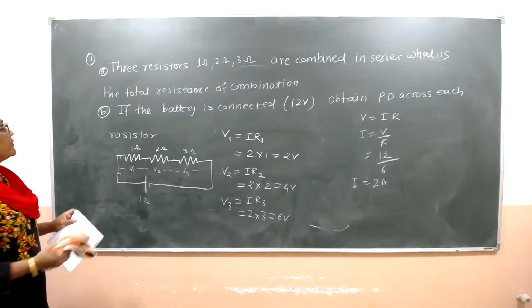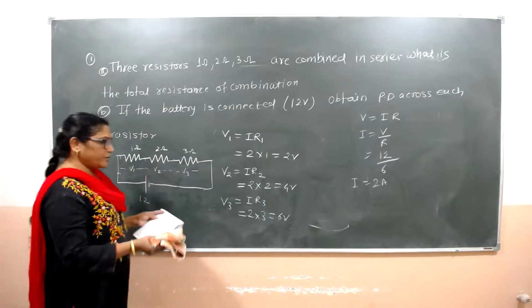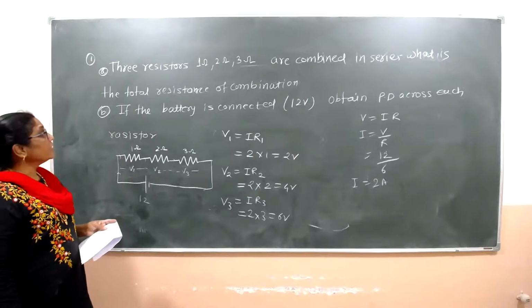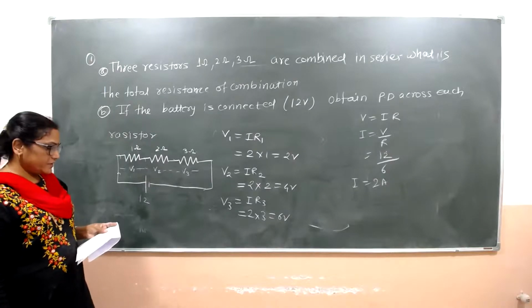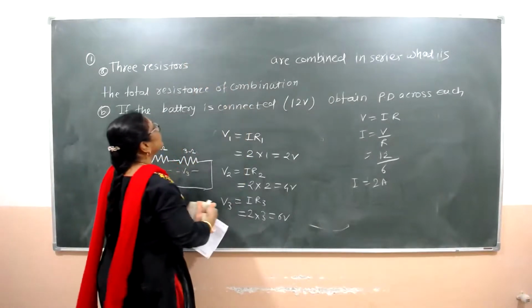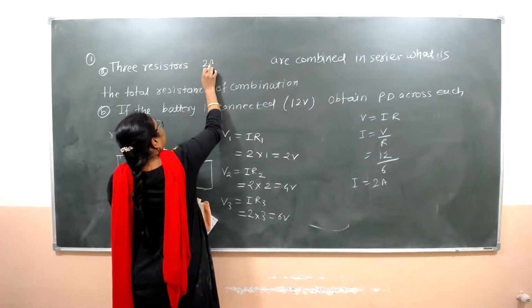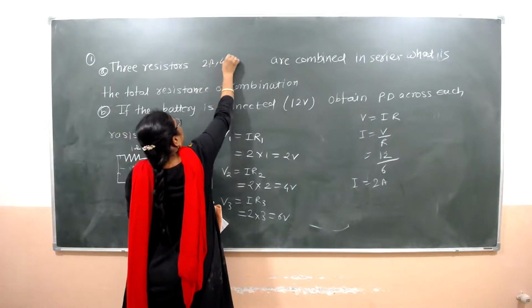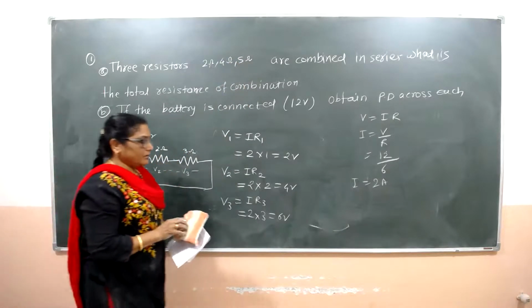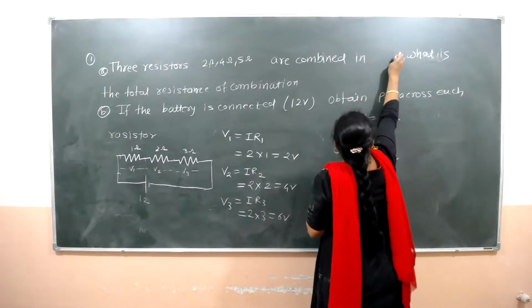Another one, same type of question in the NCERT. This is also a repeated question. This type of question comes in the annual examination. So here, three resistors, 2 ohm, 4 ohm, and 5 ohm are combined in parallel.